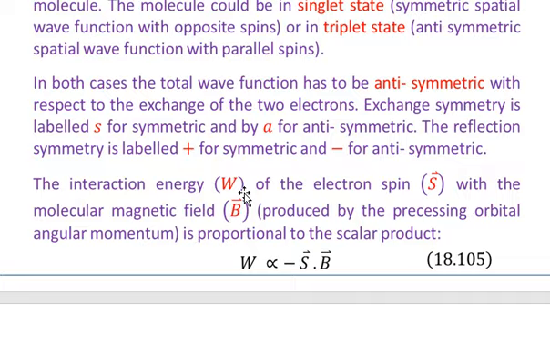Consider the interaction energy W of the electron spin capital S with the molecular magnetic field B, which is produced by the precessing orbital angular momentum. S and B will interact with each other, and the interaction energy W will be proportional to the scalar product of these quantities. That is, W will be proportional to minus the scalar product of S and B.